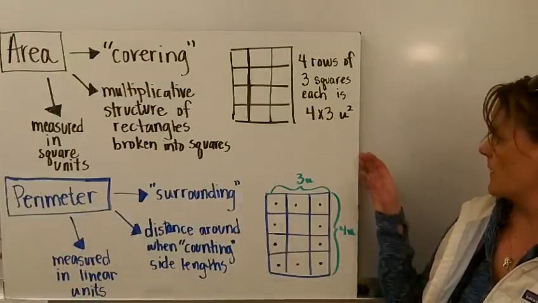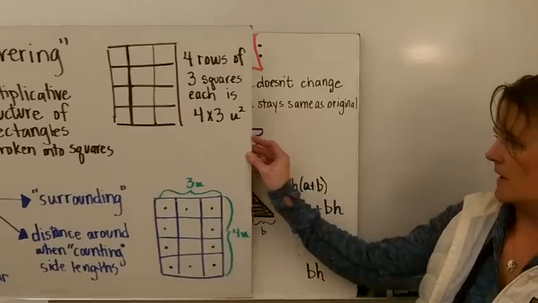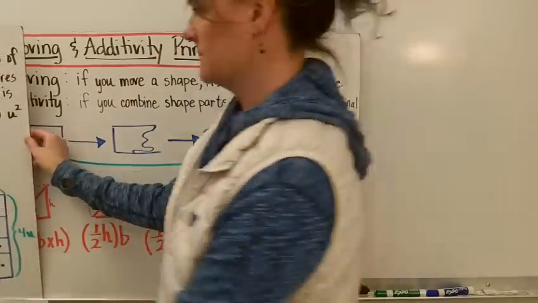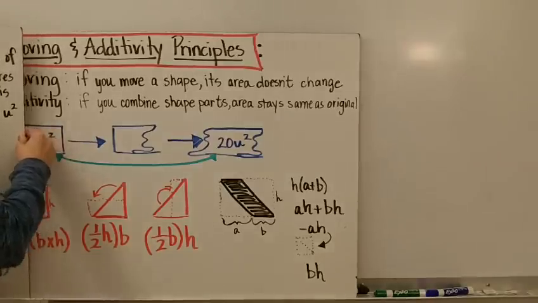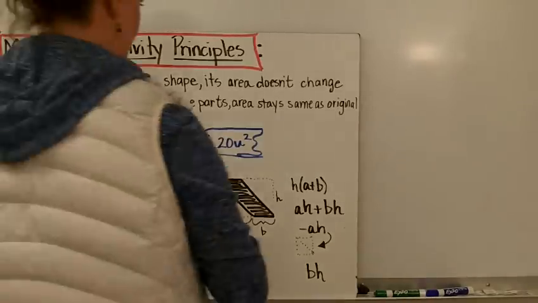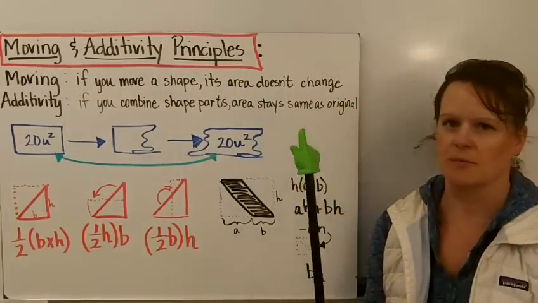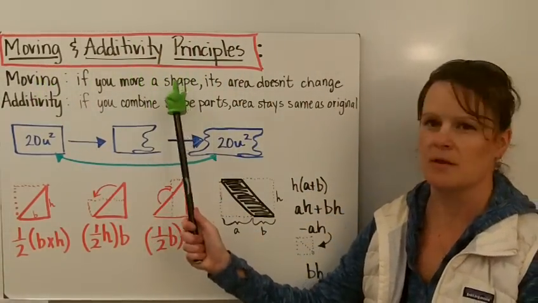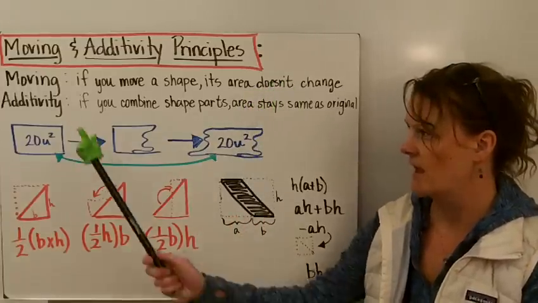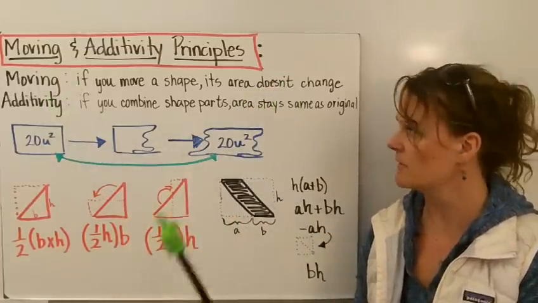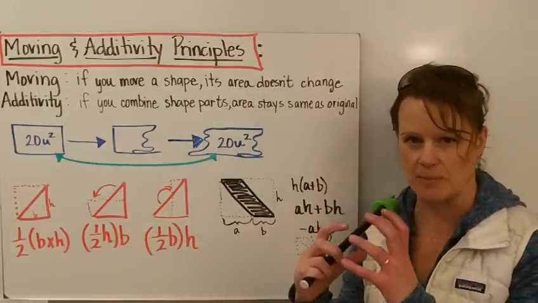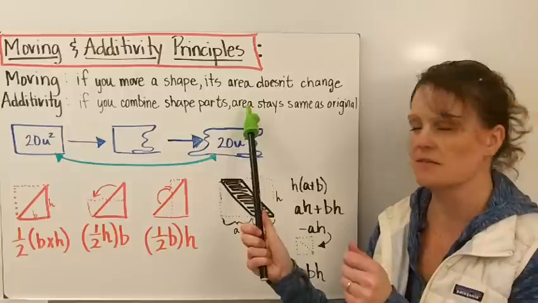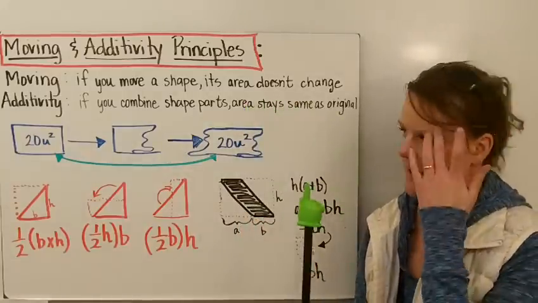Okay, so now let's talk about the moving and additivity principles. We talked about these a lot as ways to validate our area formulas. Okay, so the moving and additivity principles. First of all, this basically just means moving, and that's if we move a shape, its area doesn't change. And then the additivity portion of that principle is that if you take a shape and then combine the parts, in other words, cut apart that shape and then combine the parts, the area stays the same as the original shape.